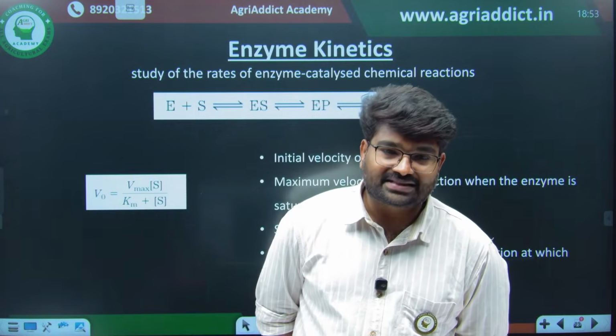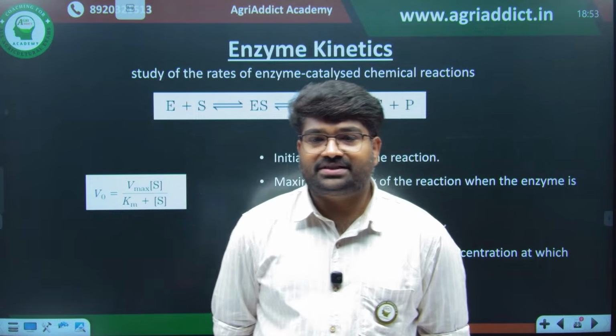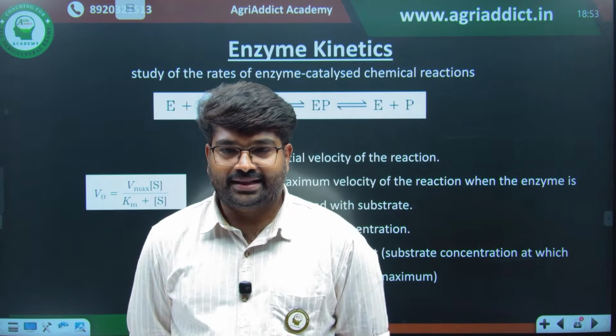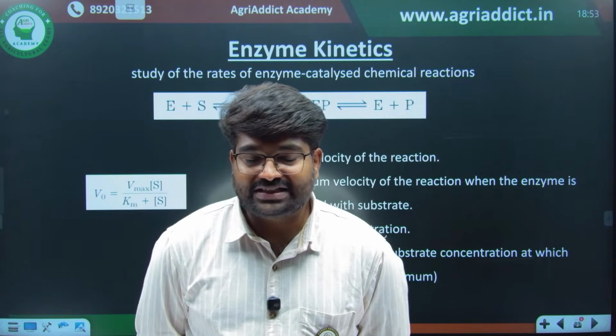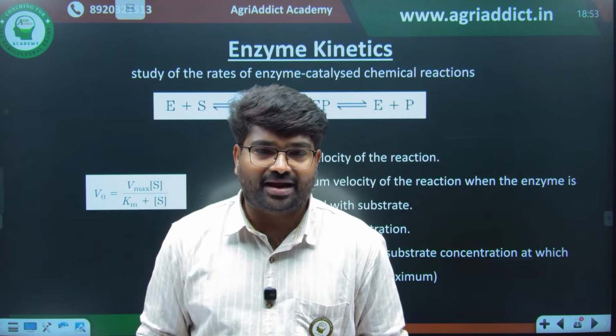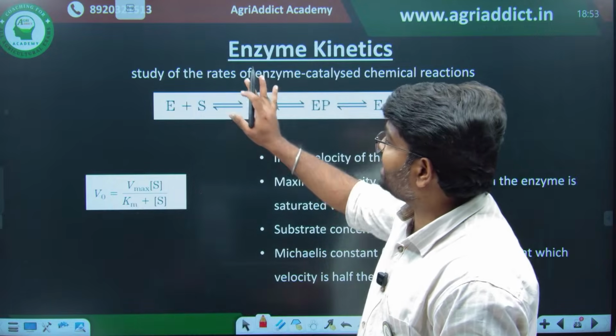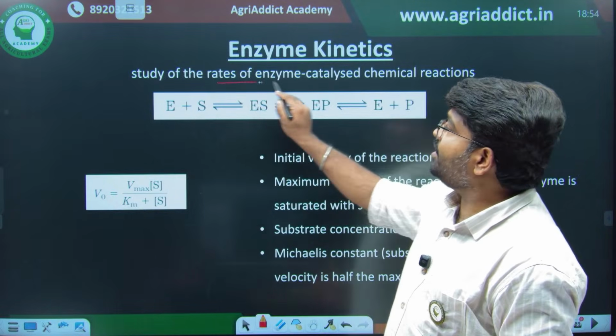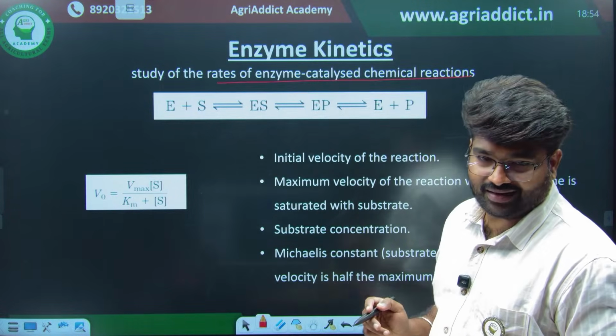So enzyme kinetics means what? If an enzyme is there, at what rate the substrate is converting to product. That is kinetics: at what velocity the enzyme reaction is happening. These are the different kinetic parameters. Enzyme kinetics means the study of the rate of enzyme catalyzed chemical reactions.